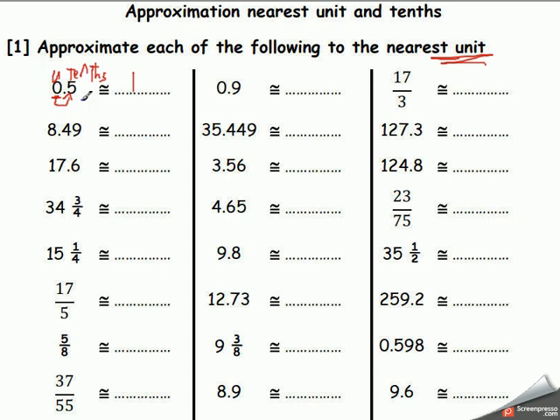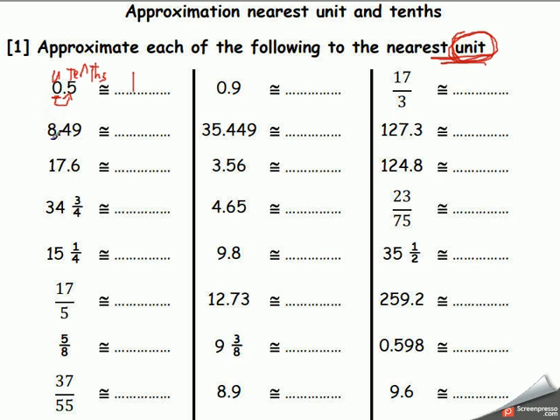Now we don't remove the decimal part. Why? Because the digit after the unit is tenths. Tenths is the decimal part, so I can't remove the decimal part in this approximation. So in approximation to the nearest unit I can't remove fractions or the decimal part.